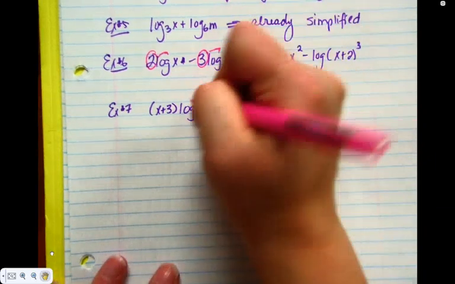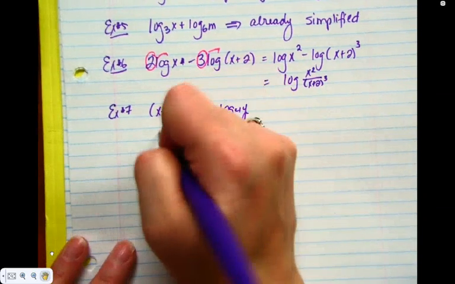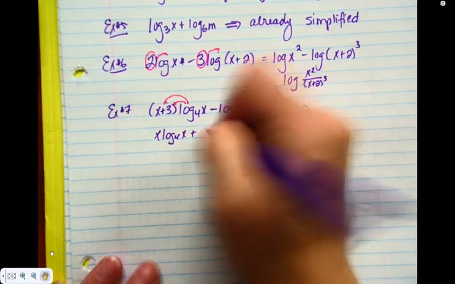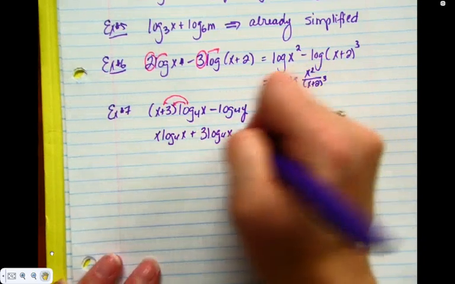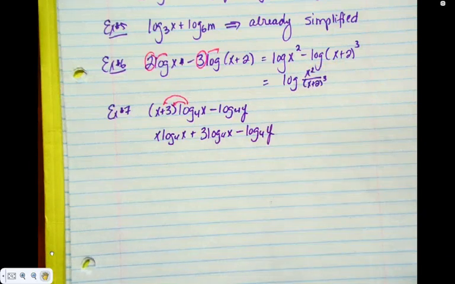So what we're going to do first is distribute this log base 4x through this binomial. So we're going to end up with x times log base 4x plus 3 times log base 4x. And then I still have that minus 4 log base 4y. If the binomial comes after, don't touch it. If the binomial comes before, multiply it out.